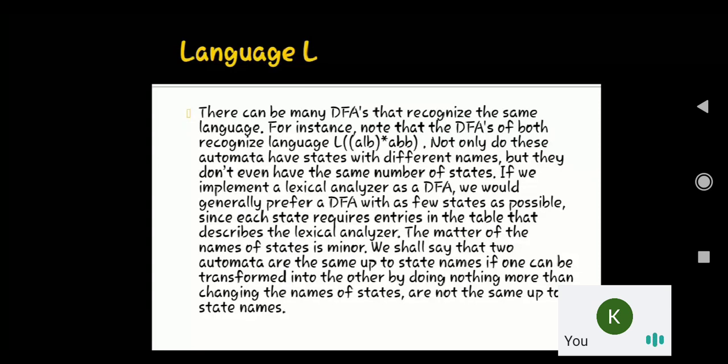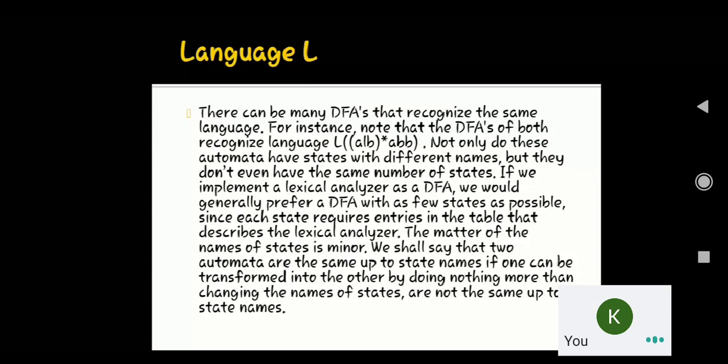So we are going to construct two DFAs, and it is to be noted that there is always going to be a unique DFA which has the minimum number of states. That is very important here. Always we prefer that particular DFA, whichever DFA has the minimum number of states. That is very important over here.